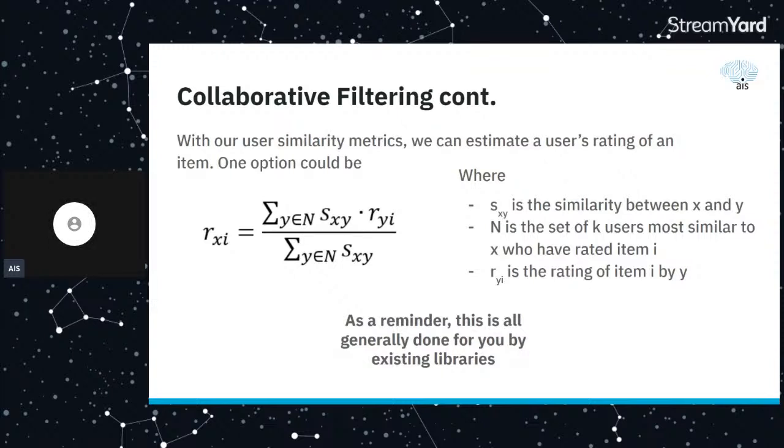Basically, what we're doing here is taking a set of users that are similar to our user, a certain limited set, and we'll only consider, say, 10 users that are similar to us. And then from there, we'll see how their ratings compare to ours.